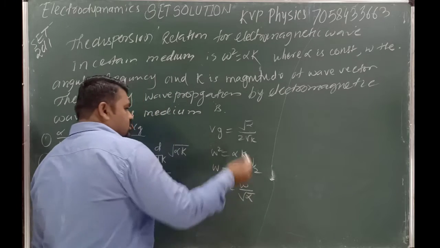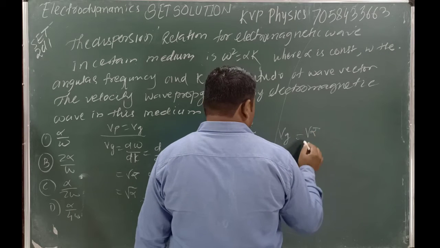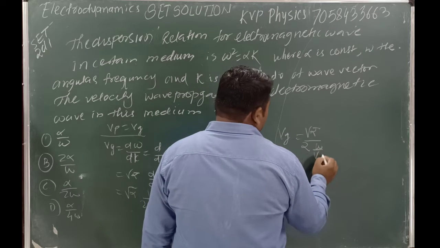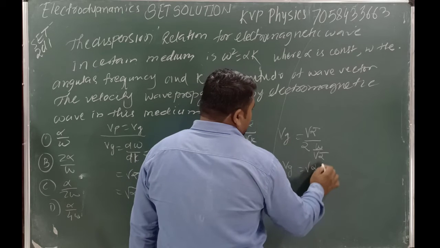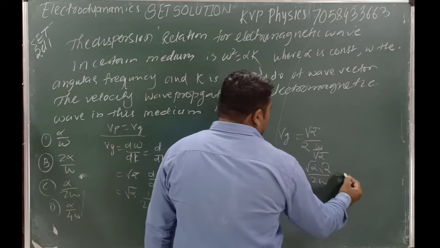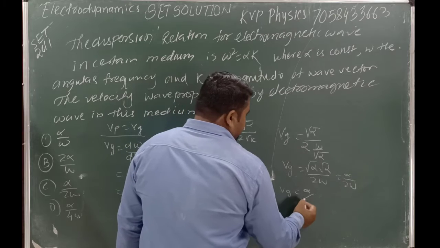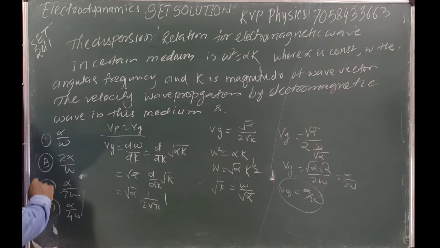Substitute this value in this equation, because there is no answer in this form. Then root alpha upon 2. What is this root k value? Root k is equal to omega upon root alpha, with root alpha going in the numerator. Then Vg is equal to root alpha upon 2 omega. Means what is the group velocity for this case? Alpha upon 2 omega. This is the answer for this case.